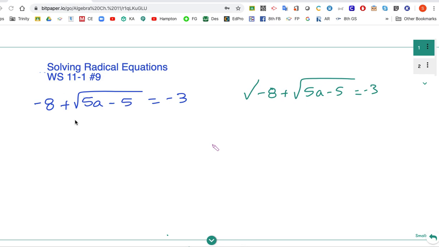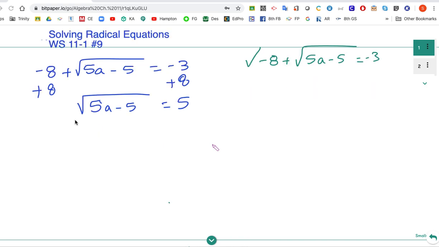So the first thing we're going to do is to zero pair out this 8. Now we have the square root of 5a minus 5 is equal to 5. Now what we want to do is get rid of the radical. So we're going to take the square root of 5a minus 5 and we're going to square it.